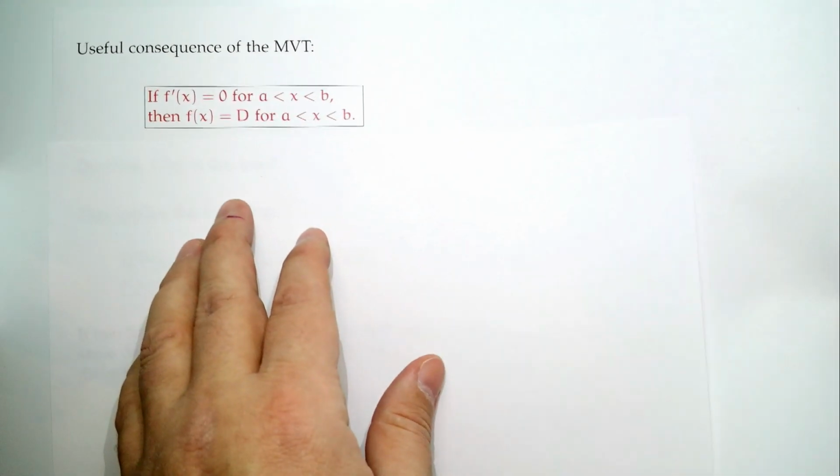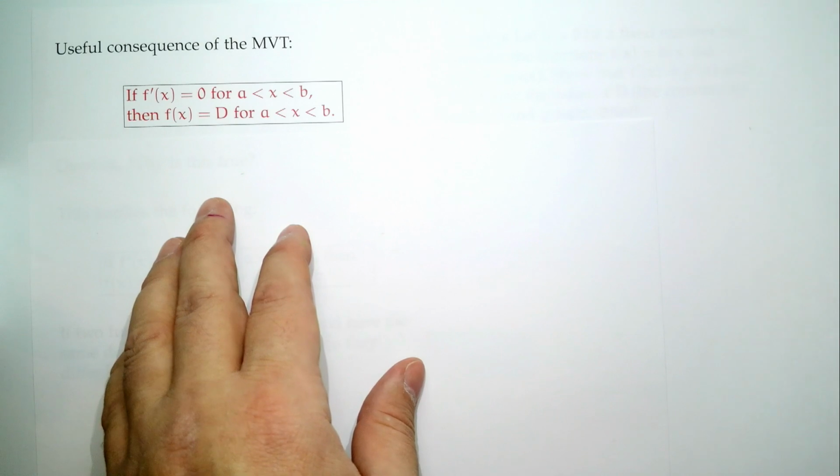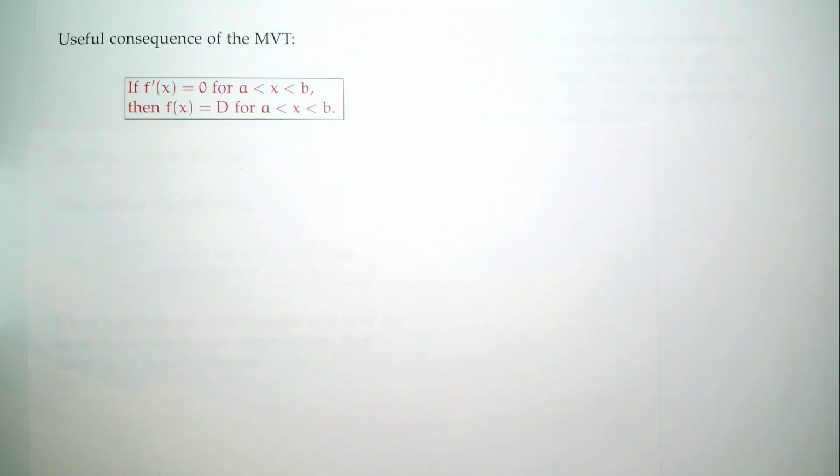So, why do we want the mean value theorem? Well, here's a nice consequence of the mean value theorem, which we're going to use later on. Suppose I know that my function has a derivative of 0. In other words, my derivative is 0 for all points from a to b. Then the mean value theorem says you have to be constant. The only way you can ever have a function whose derivative is 0 is to have a constant function.